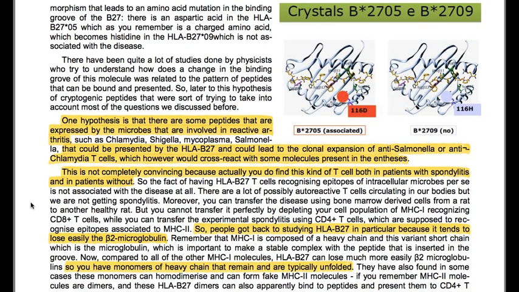There have been quite a lot of studies done by physicists who try to understand how a change in the binding groove of this molecule was related to the pattern of peptides that can be bound and presented.